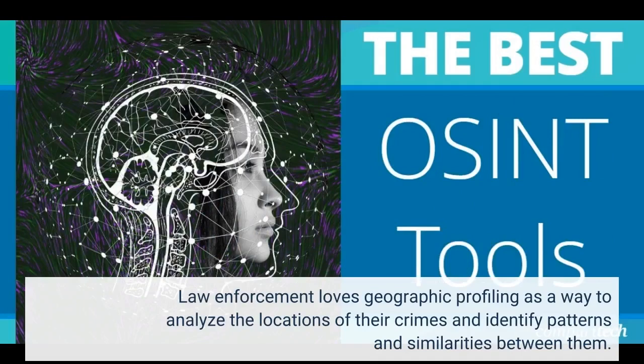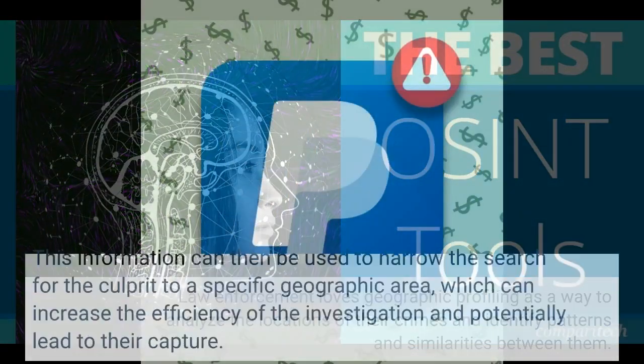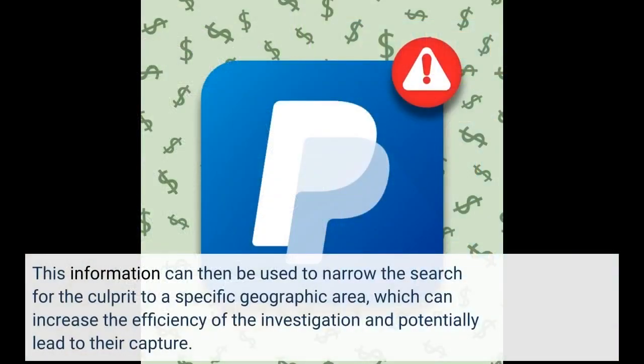Law enforcement uses geographic profiling to analyze the locations of crimes and identify patterns and similarities between them. This information can then be used to narrow the search for the culprit to a specific geographic area, which can increase the efficiency of the investigation and potentially lead to their capture.